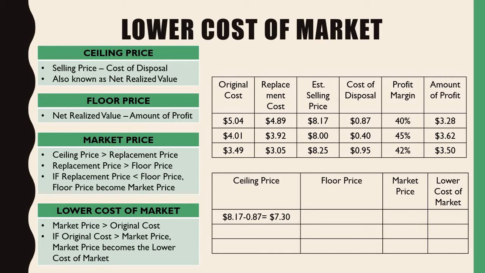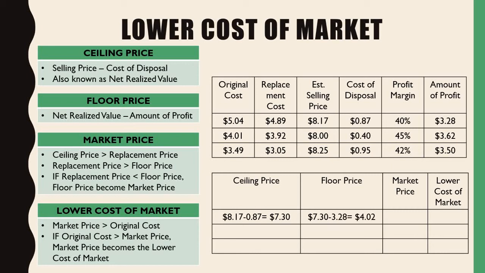Okay, if the floor price is known as net realized value minus the amount of profit, we know that net realized value is also known as the ceiling price. So we're going to take our ceiling price of 730 and we're going to subtract what number? The replacement cost? Not the replacement cost. 328, the amount of profit. Exactly, the amount of profit. So what is that number? So if we're going to take 730, 402. 402.